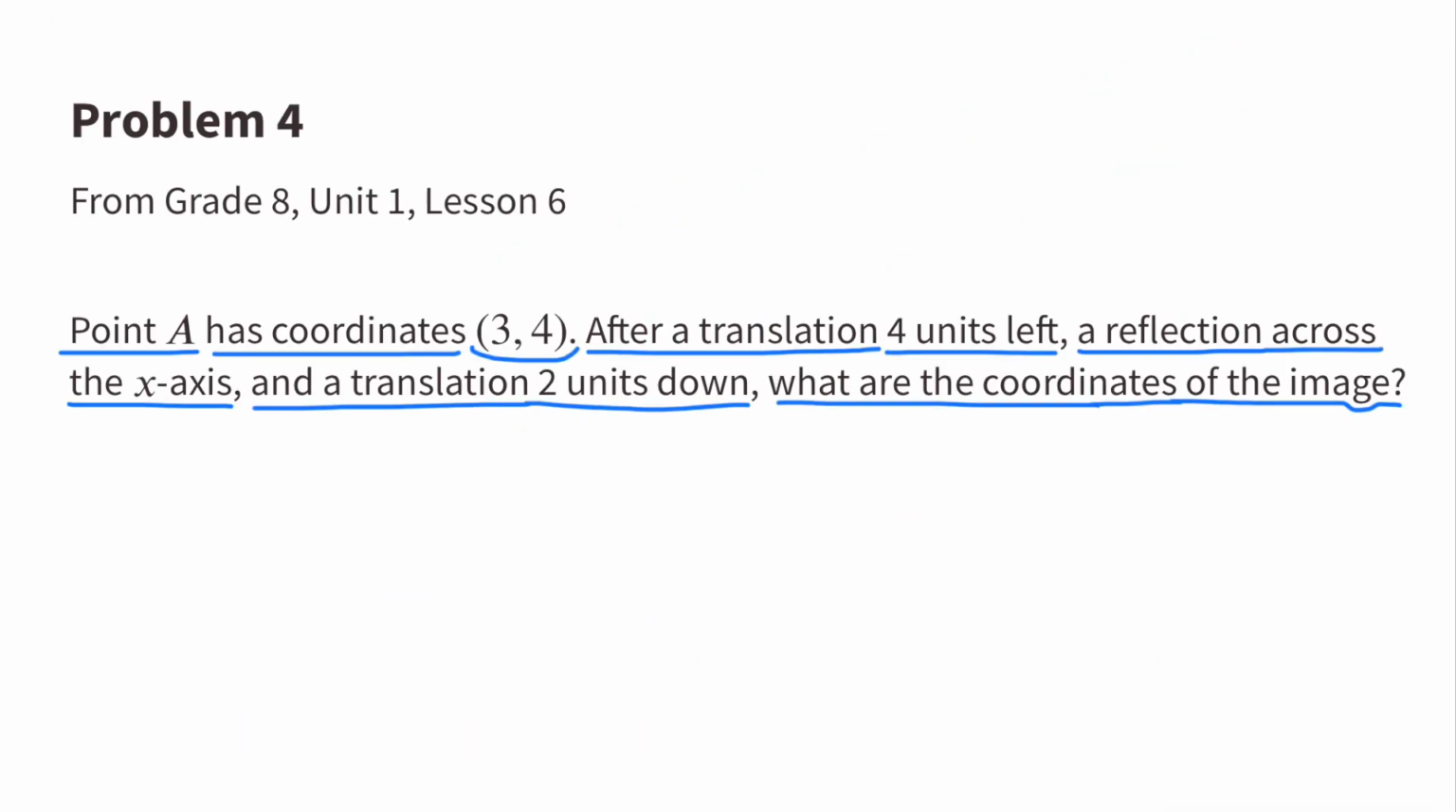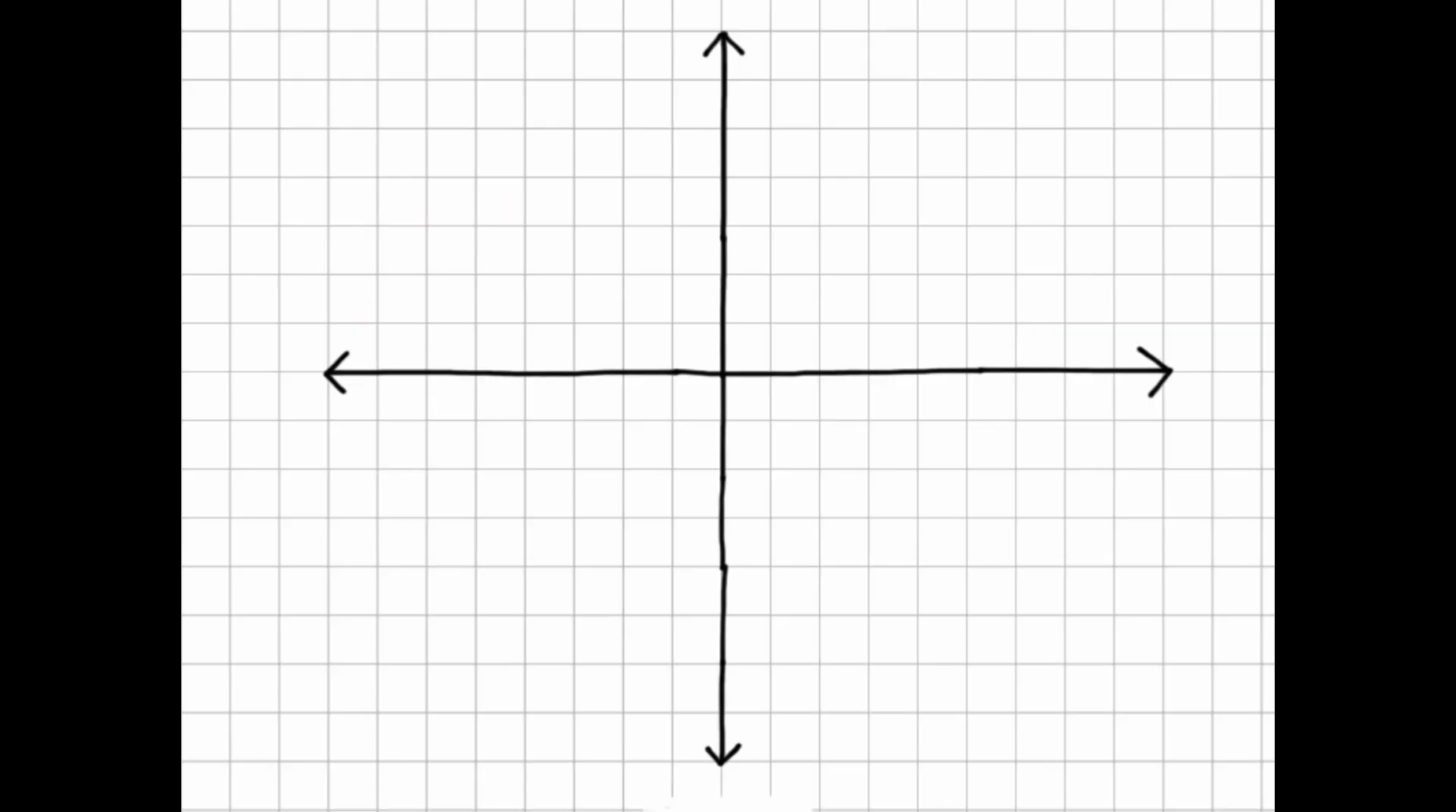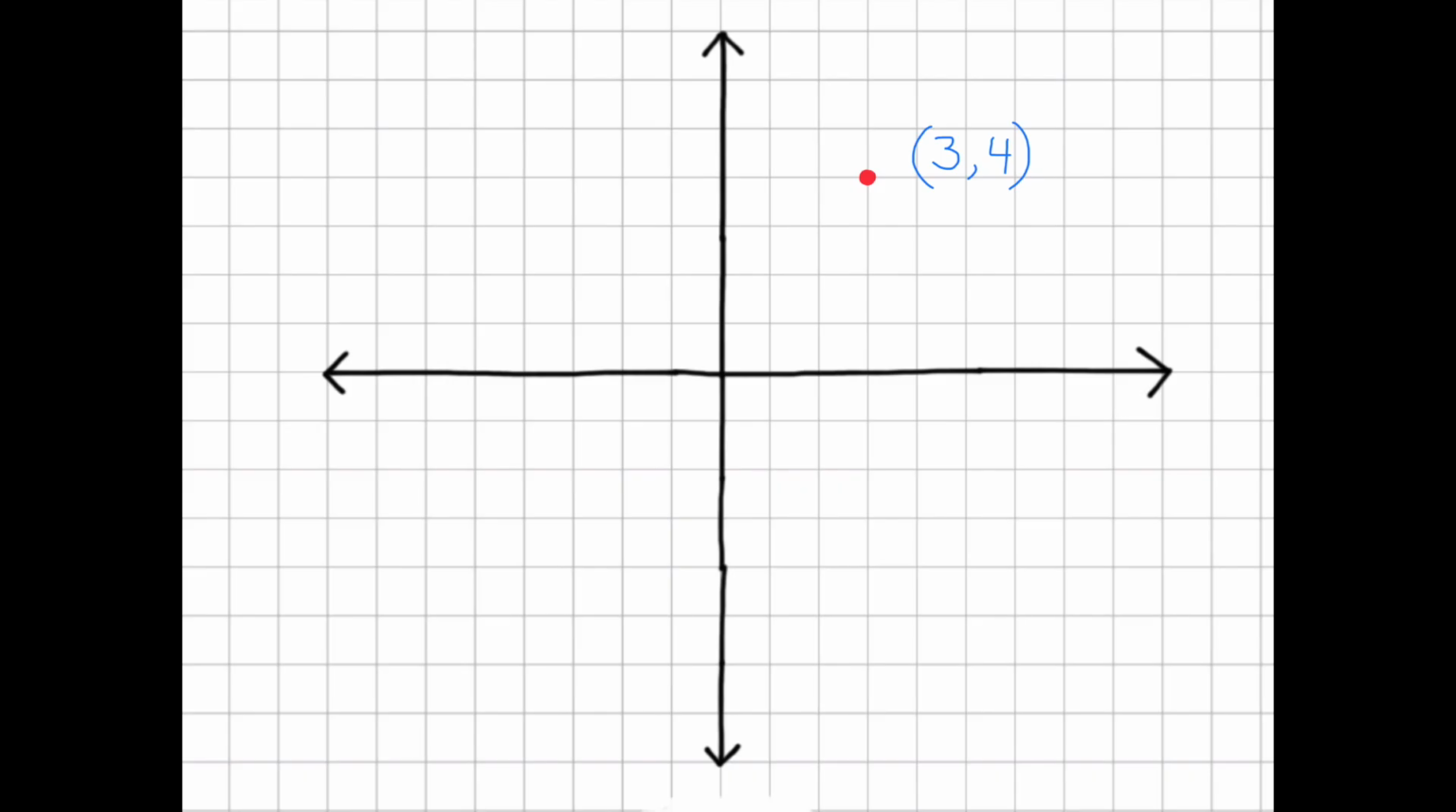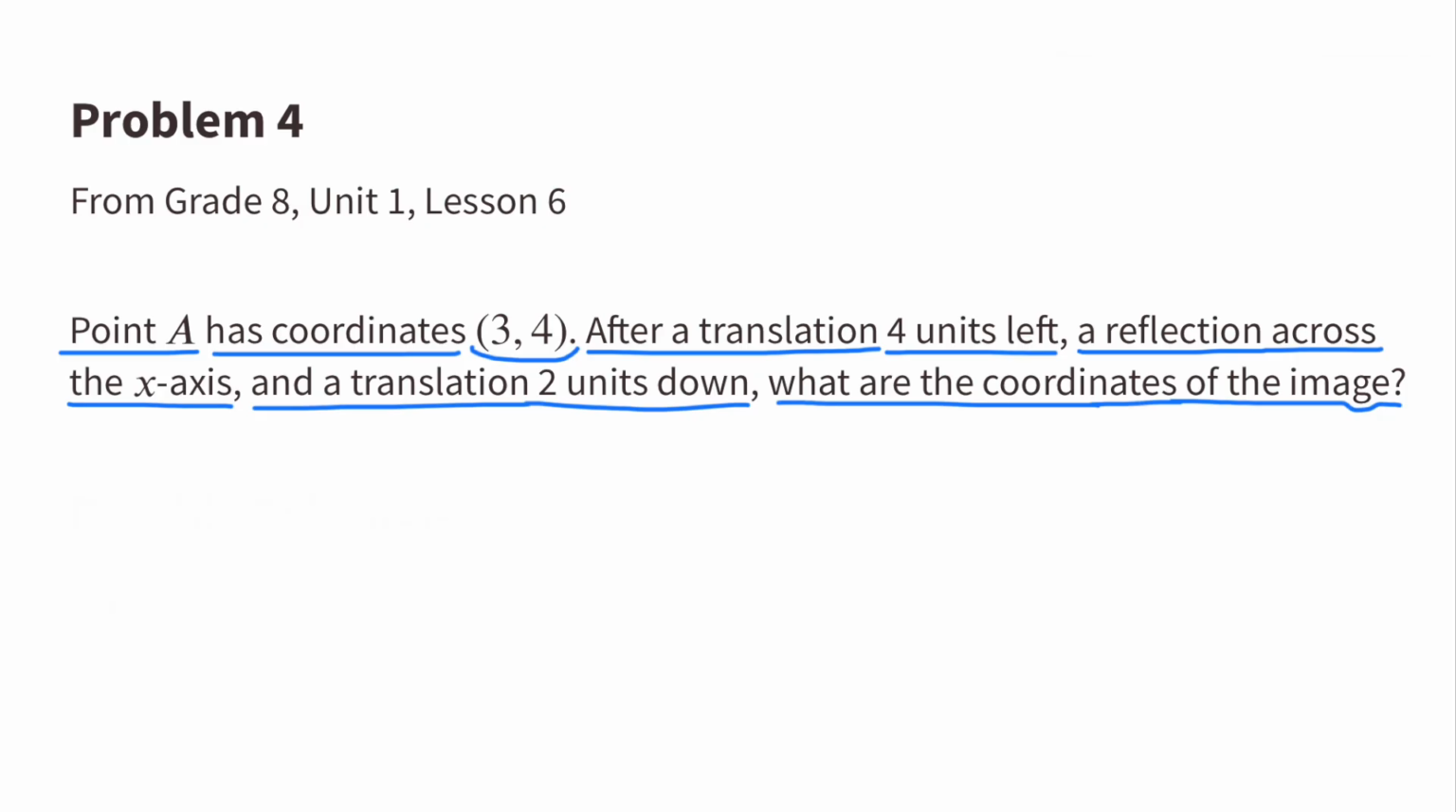Number 4. Point A has coordinates (3, 4). After a translation 4 units left, a reflection across the x-axis, and a translation 2 units down, what are the coordinates of the image? I'm going to start by making a grid with an x-axis and a y-axis. Next, I'm going to place the point at coordinates (3, 4), or 3 units to the right and 4 units up. The first thing that they asked me to do was a translation 4 units to the left.